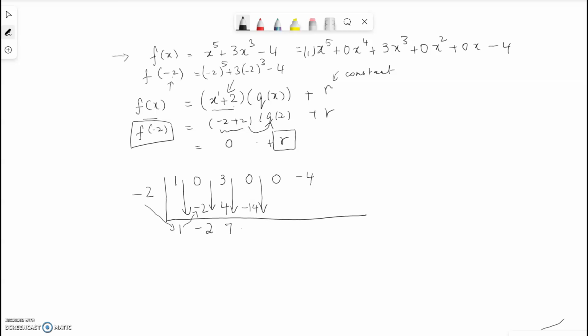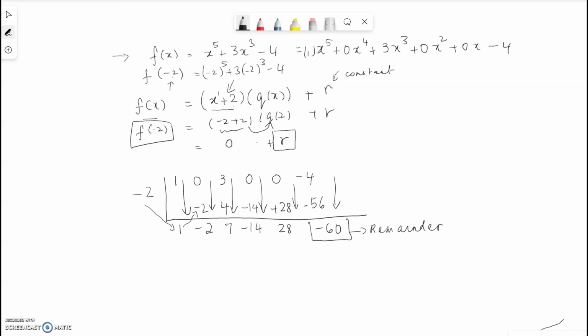7 times -2 is -14. Add to get a -14. -14 times -2 is a +28. I add these to get a 28. 28 times -2 is -56. And when I add these two, I get a -60. The last number in our synthetic division gives us the remainder.